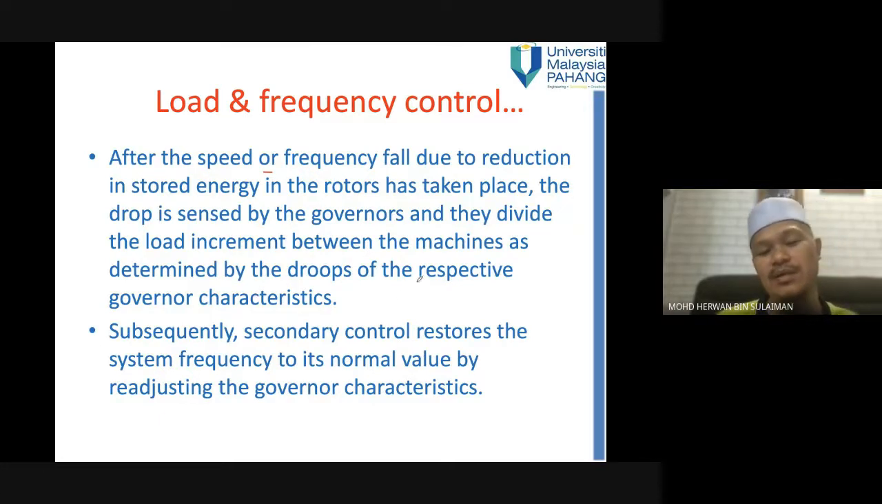So maknanya dia kena sense the changes. So what we need to do, we control the valve in order to increase the input, in order to make sure that the power supply by the generators always meets the demand.